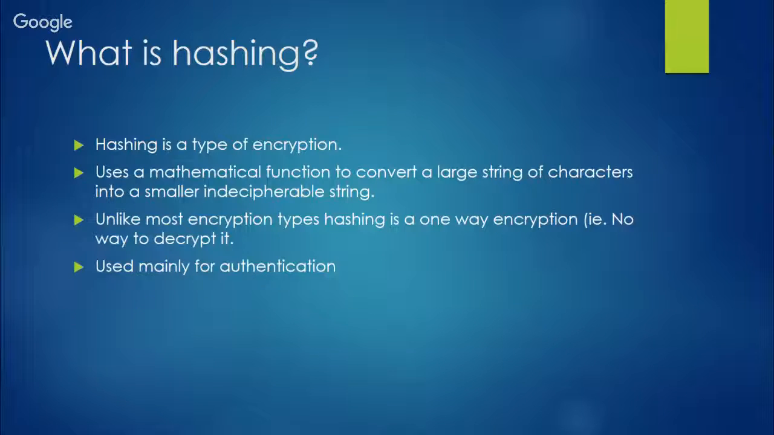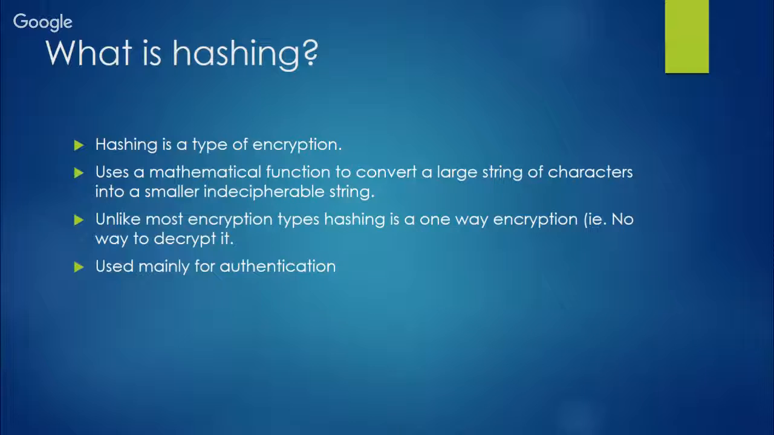So first off, let's talk about hashing. Hashing is a type of encryption. Essentially, encryption is where you take plain text information and convert it into undecipherable text. With all types of encryption, they use a mathematical function to convert strings of characters into an indecipherable string of characters.